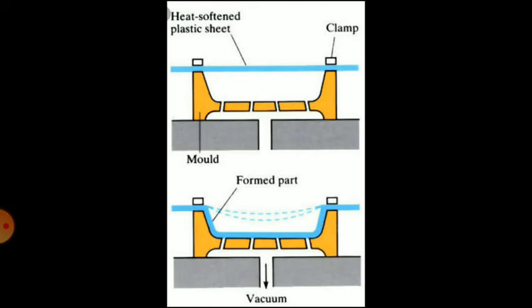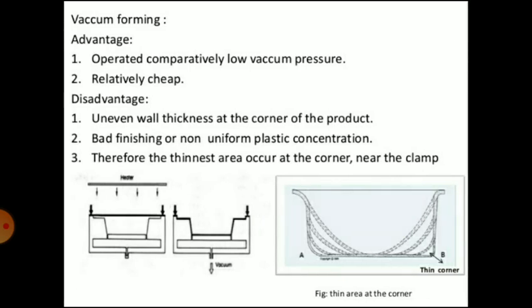So vacuum forming advantages: it operates at comparatively low vacuum pressure and is relatively cheap. Disadvantages: uneven wall thickness at the corner of the product, bad finishing or non-uniform plastic concentration, and third, the thinnest area occurs at the corner near the clamp.